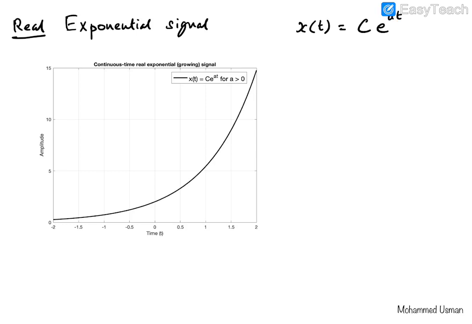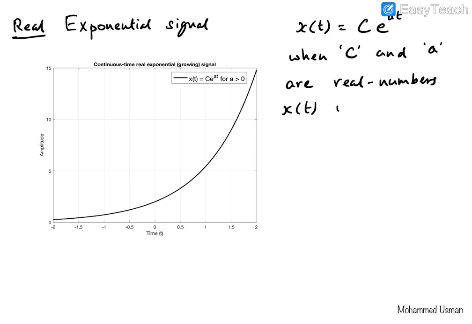Now it is a real signal when these parameters c and a are real numbers. They are not complex numbers. So when c and a are real numbers, x of t is a real signal.